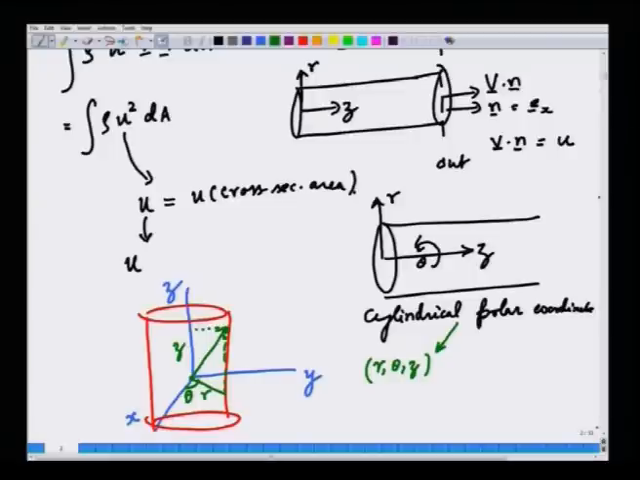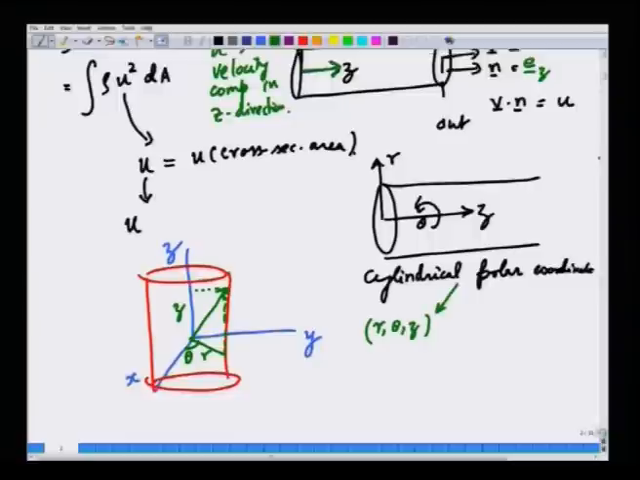Now, the fluid is flowing in the z direction, so instead of calling n as E x, n is in the direction E z, because we are using polar coordinates. Let us call the velocity component in the z direction as u.